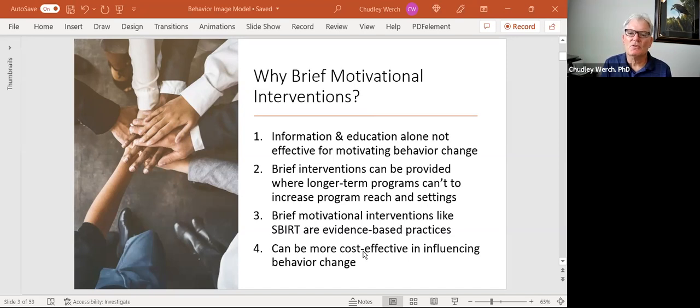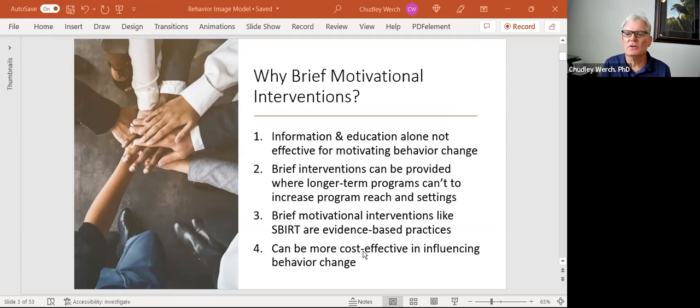Number 2, brief interventions can be provided where longer term interventions that may be 8 or 10 or 12 or 15 sessions can't be. So you can really increase the program reach and the number of settings. And this is particularly, I think, important and relevant during this pandemic. So brief interventions, by the way, there is no single definition of what a brief intervention is. Some I've read, some have said it's 6 sessions, some 4 sessions. Most Prevention Plus Wellness interventions are just a single session.